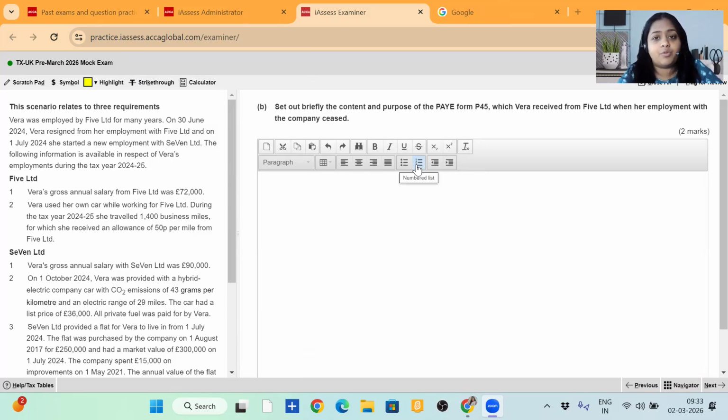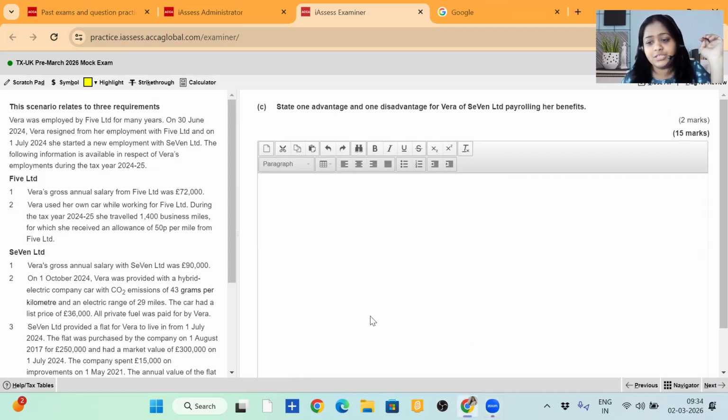Vera will be required to get P45 from 5 Limited, which will indicate salary for 3 months and the pay deducted for 3 months. Now the same form needs to be given to 7 Limited so that the pay can be calculated correctly for the remaining part of the year, and which will also indicate the salary which is from 7 Limited. Done. So 1 mark for 5, 1 mark for 7. Done. Easy. Let's go to the next one.